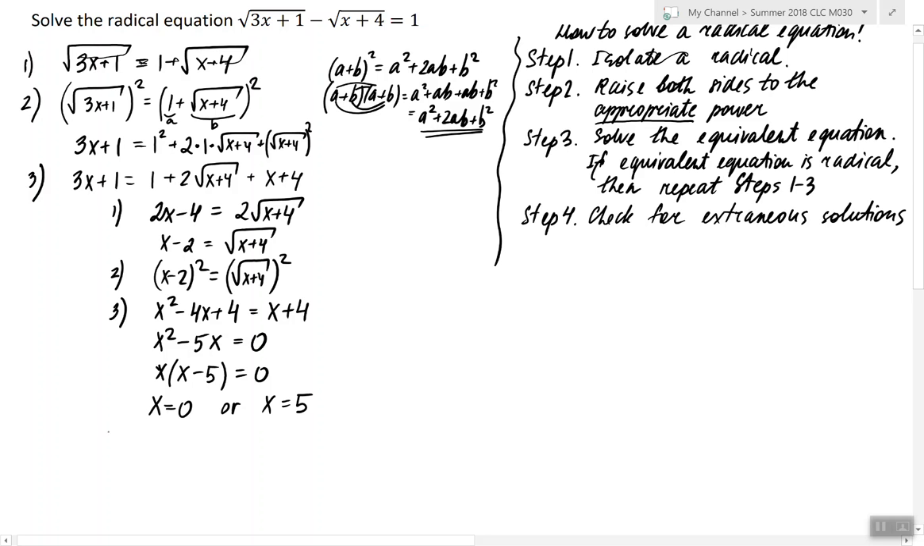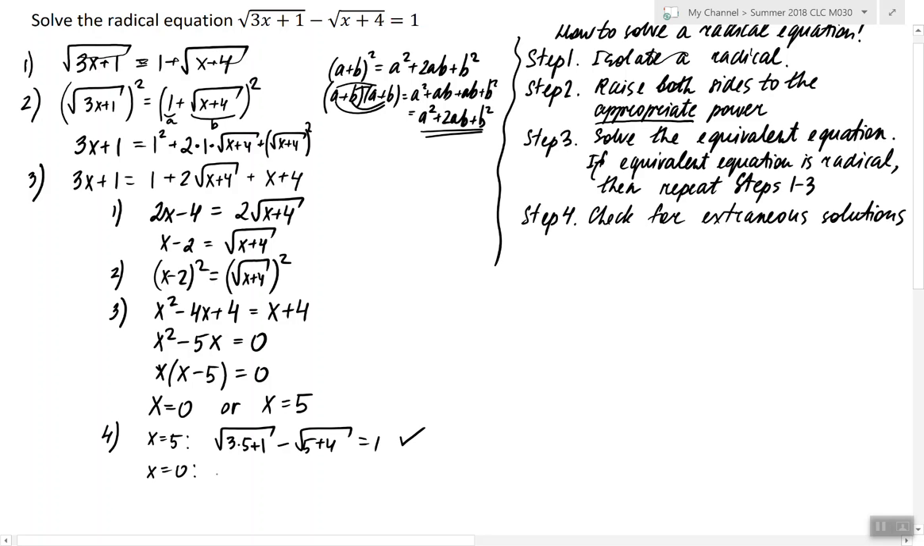And now it is important to remember to check for extraneous solutions. Since we squared both sides and we didn't make sure that what we squared was positive, now we have to perform that check. So let's check x equals 5. At 5 we have square root of 3 times 5 plus 1 minus square root of 5 plus 4 equals 1. It's easy to see that this is true.